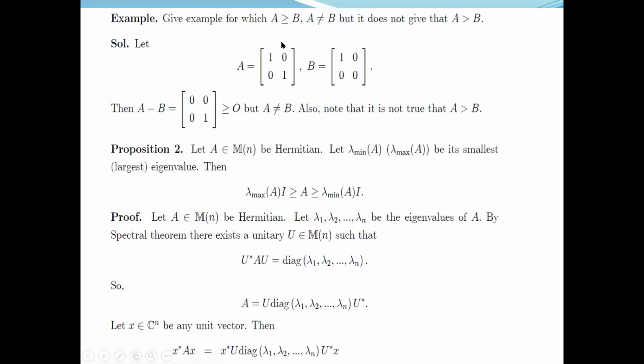Now, in case of real numbers, if X is greater than or equal to Y and X is not equal to Y, then X is strictly greater than Y. But in matrices, this does not hold good.